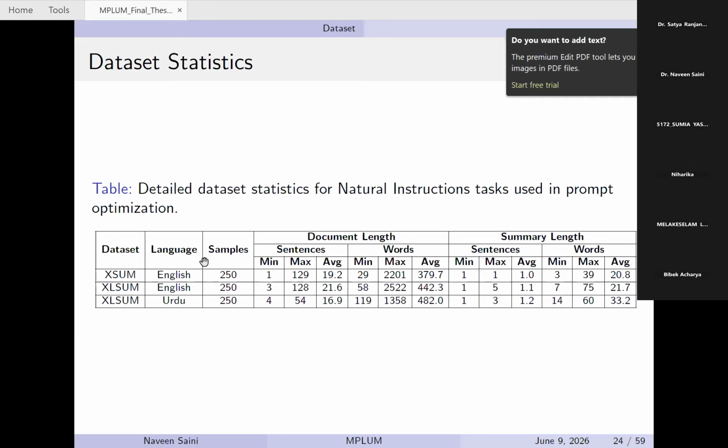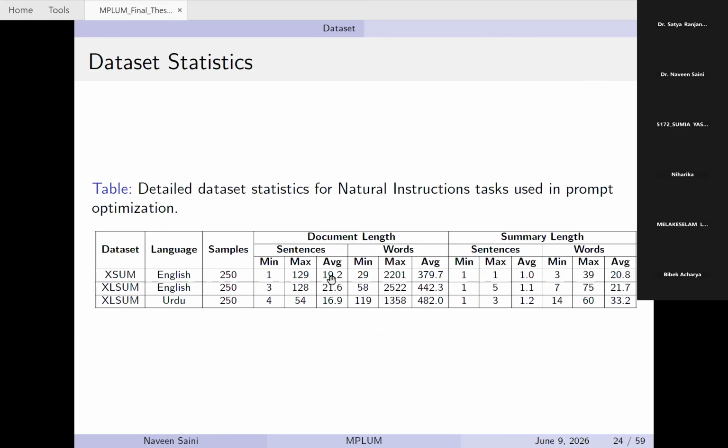Language English, Urdu. Samples are 250 for each. Number of sentences, you can say minimum is 134. Maximum is 129, 128, 54, and average is like this. Similarly, in terms of the words, minimum is 29 and average is 379. For the actual summary, minimum is 58, average is 442. And for the actual summary, minimum is 119 and average is 144, 482. And this is about the sentence length in the actual summary which is available with us.